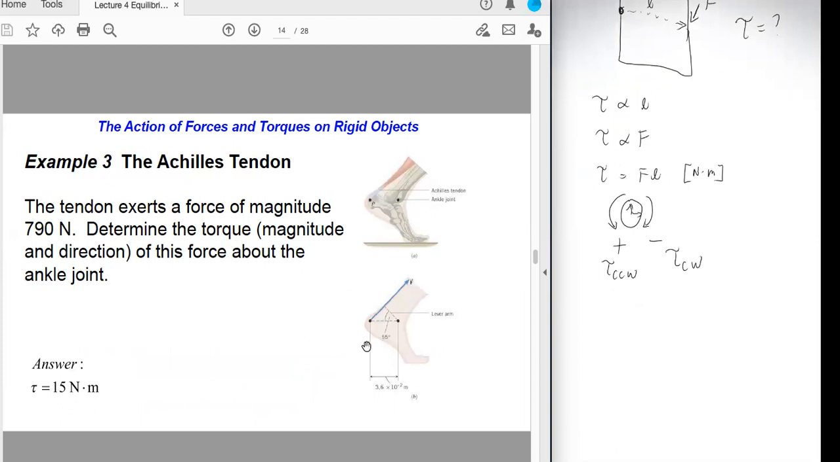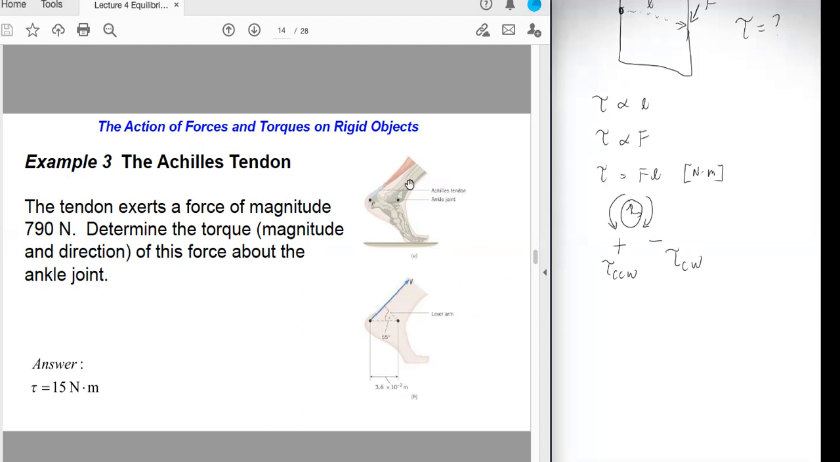Let's have an example. So ito, the Achilles tendon. Ito yung parang weak spot ni Achilles. Greek ba yun? I'm not sure. I think so. May Trojan War. The tendon exerts a force of magnitude 790 newtons. Determine the torque, the magnitude and direction of this force about the ankle joint. May given ka dito yung mga angle. Ang distance ng ankle joint at saka ng point kung saan nakakonekta yung Achilles tendon sa buto is about 0.036 meter or 3.6 centimeter. Mga ganun daw yung distance ng dalawa.